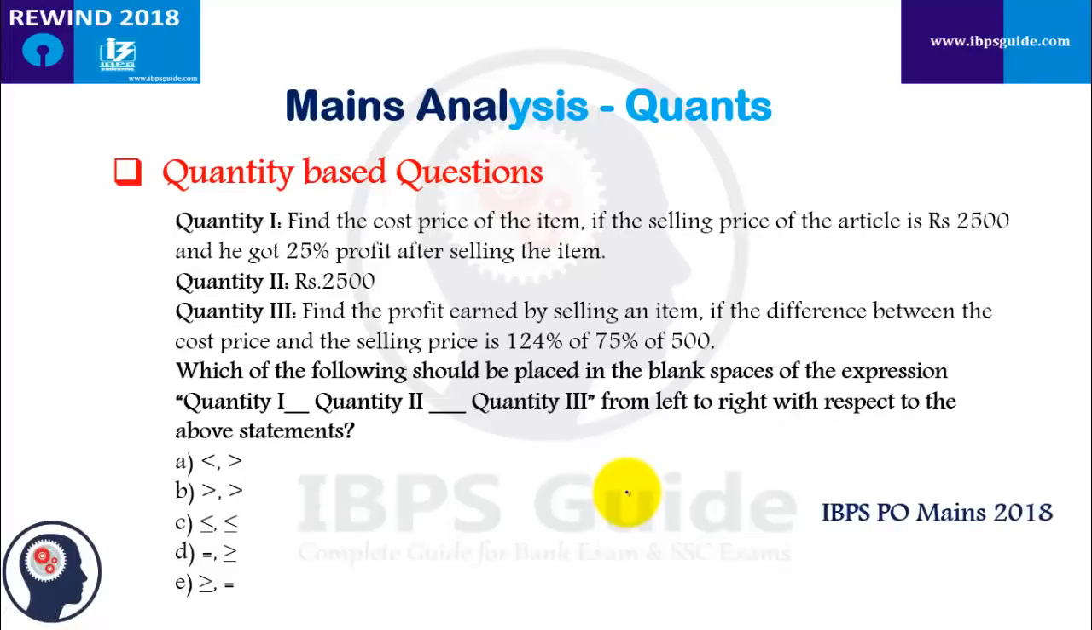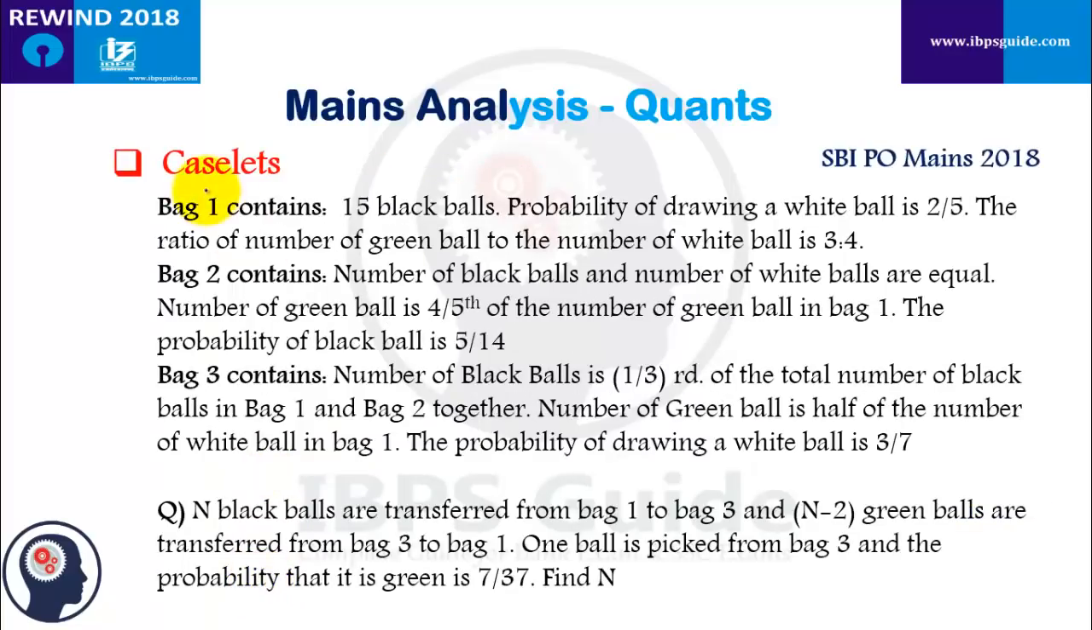type of question. Now let's see this type of quantity based question, that in prelim exam only quantity 1, quantity 2. But in mains exam, what they do is quantity 1, quantity 2 and quantity 3. You have to calculate all these 3 quantities, place all the values in quantity 1, quantity 2 and quantity 3 and compare all these 3 quantities, and according to that you have to take the correct answer. Now let's see this Caselet DI.